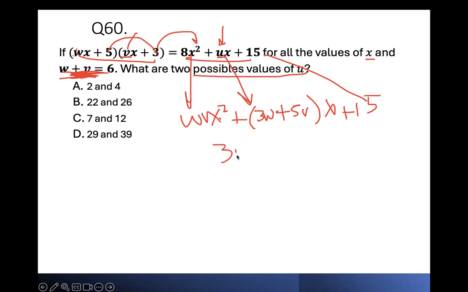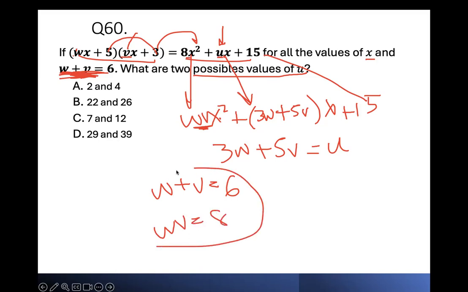That means 3W plus 5V, which is the sum of the solution, right, is U. But that is the same thing here. They've given you, they say what? W plus V is equal to 6. You see what they've done? The product of the solution is 8. Here, this is VW, right? VW is equivalent to 8. VW is equal to 8.